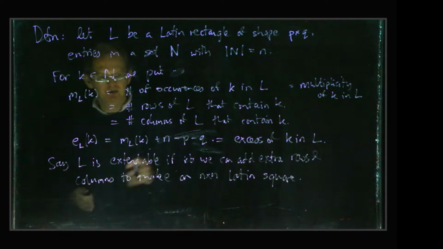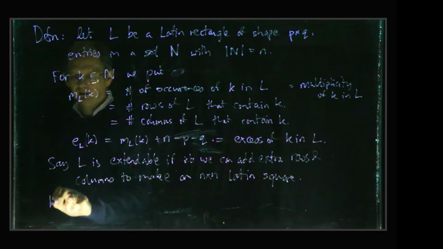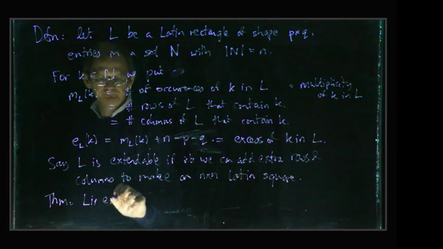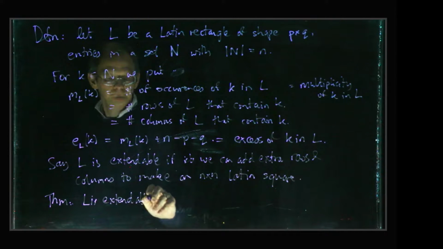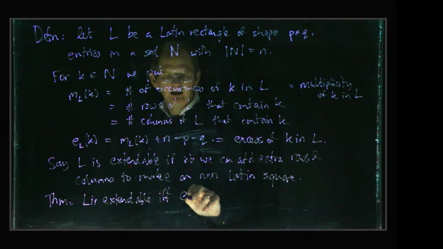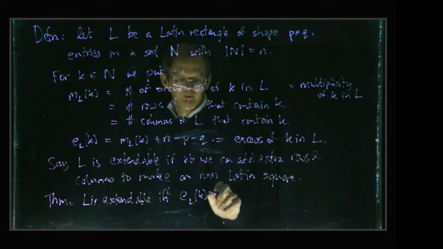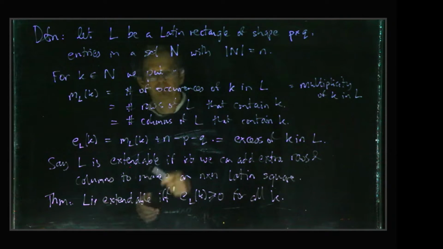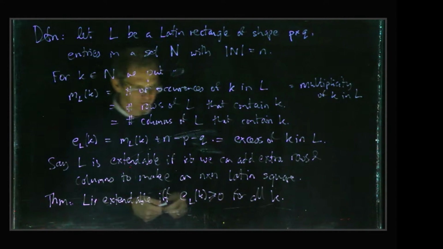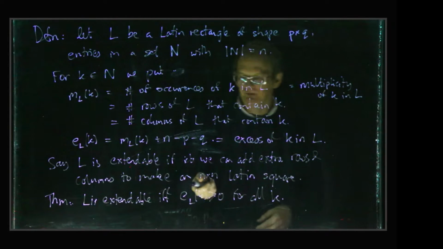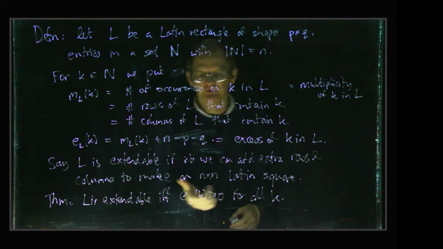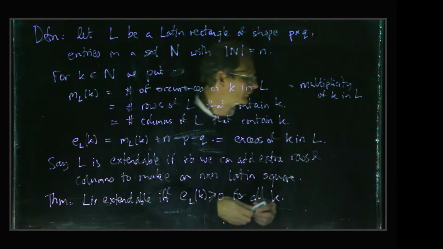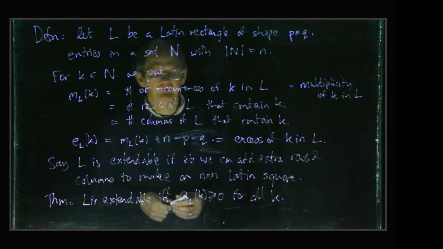And so the theorem is: L is extendable if and only if E_L(K) is greater than or equal to 0 for all K. Notice we add N and subtract P and Q. That could force it to be negative, so there'll be some examples where some of these excesses are negative. But if E_L(K) is greater than or equal to 0 for all K, then it turns out the thing's extendable, and vice versa.